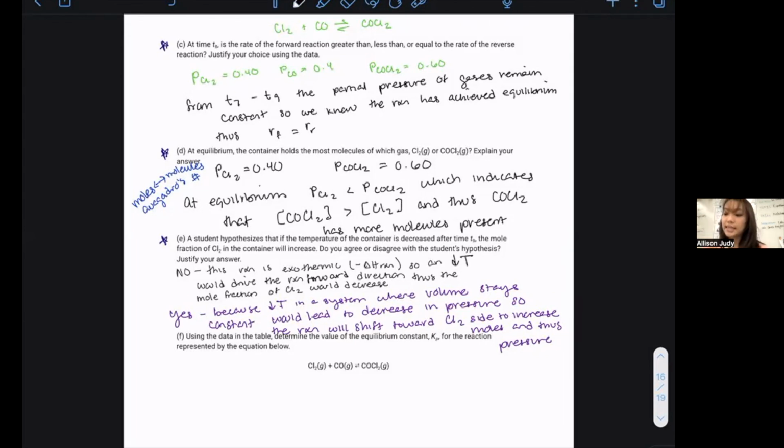Or you could have said yes, because a temperature decrease in a system where volume stays constant would lead to a decrease in pressure, Boyle's law. So the reaction will then shift in a way that restores that original pressure. That would mean shifting to the reactant side where there's more molecules, a 2 mole presence of molecules compared to a 1 mole presence of product. That would increase the pressure, restoring equilibrium. So either answer would give you the point as long as your logic followed suit.